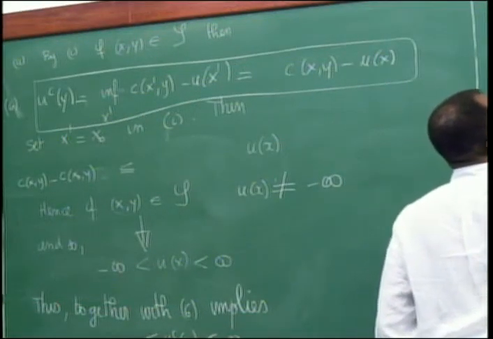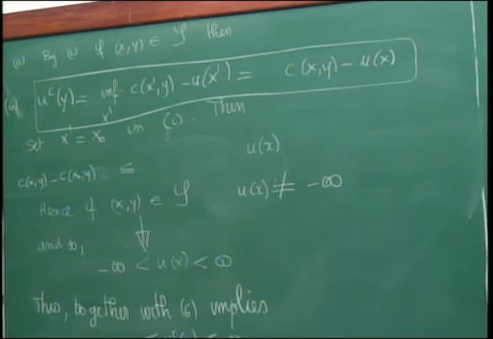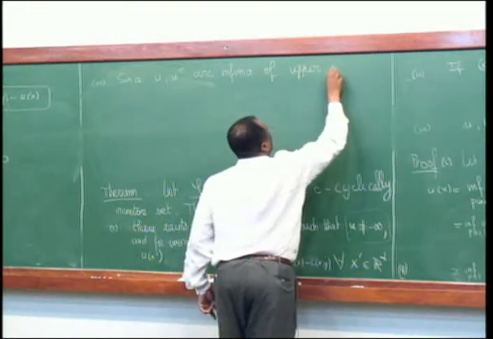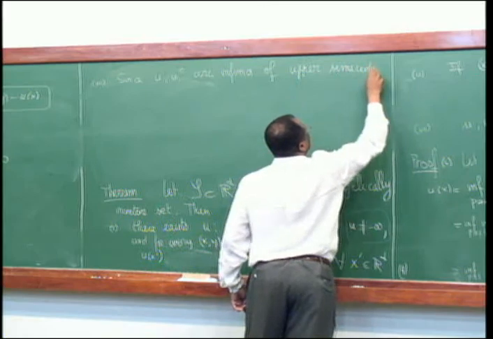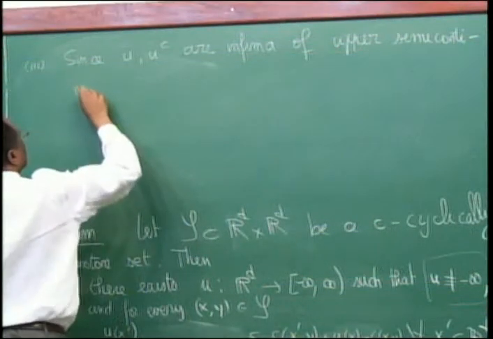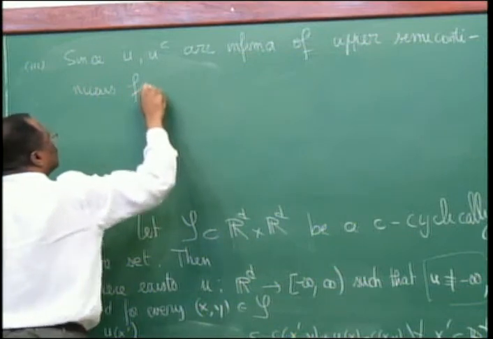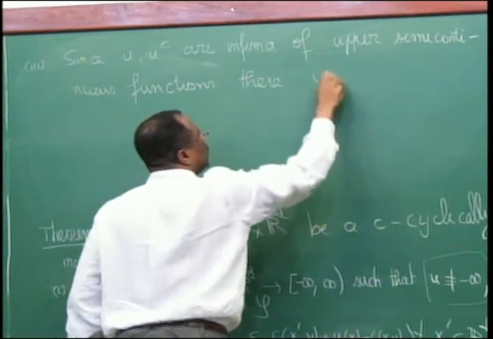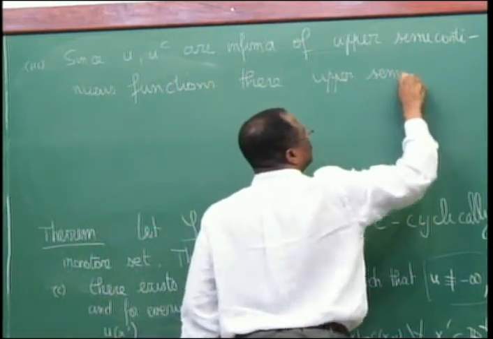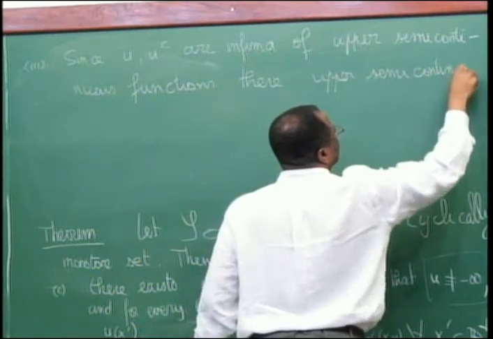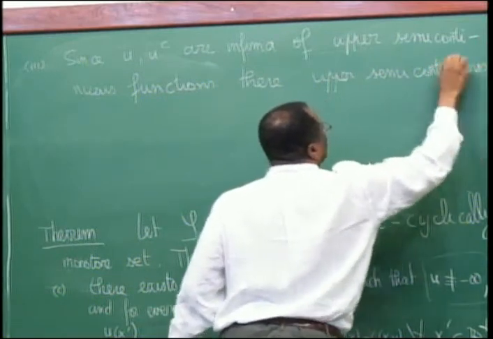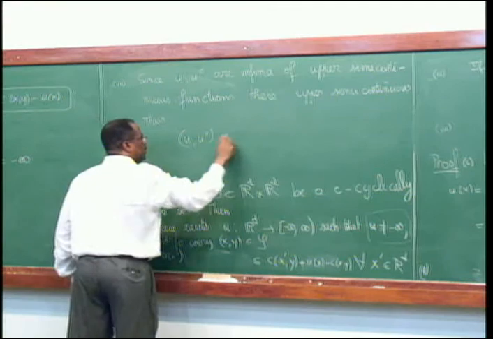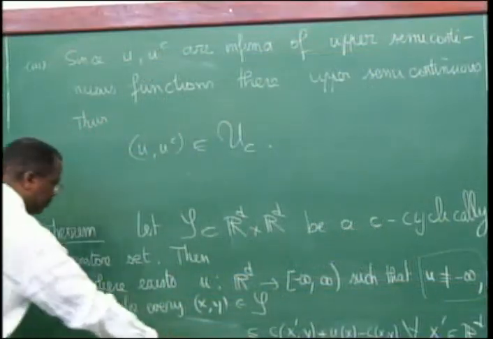Since u^c are infimum of upper semi-continuous functions, they are upper semi-continuous. Thus, we reach the conclusion u^c belongs to U calligraphic C.